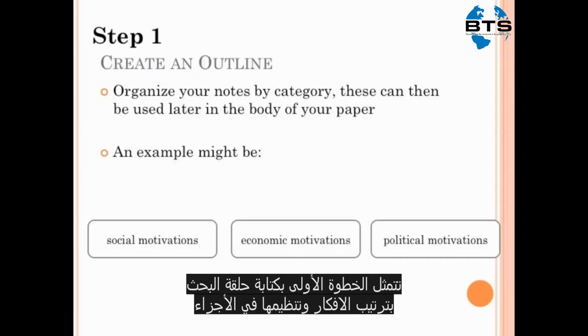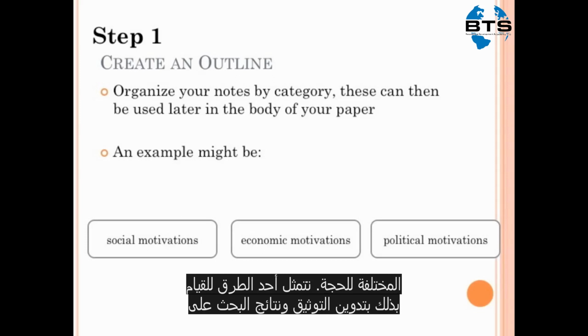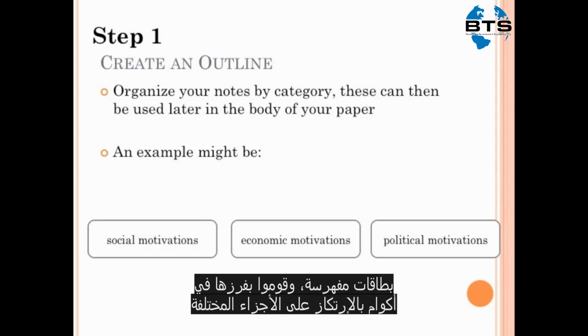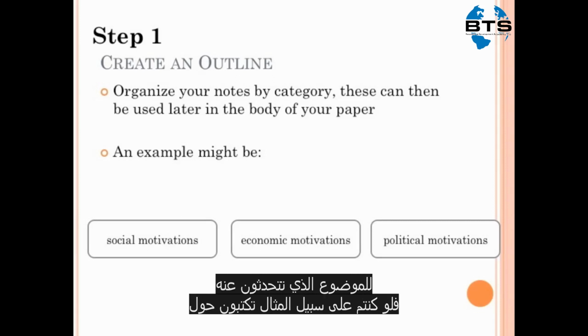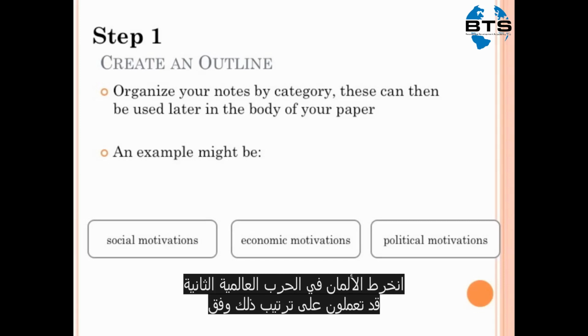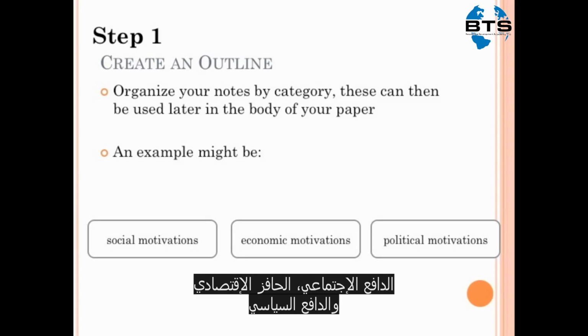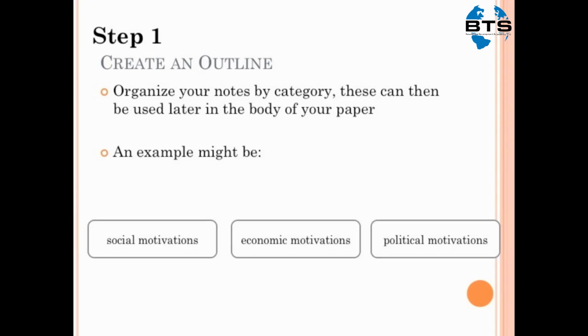The first step to writing your research paper is to organize your notes into the different parts of your argument. One way of doing this is noting your citations and research findings on index cards, and then sorting them into piles based on the different parts of your subject that they cover. For example, if you were writing about Germany's involvement in World War II, you might sort into the piles social motivations, economic motivations, and political motivations.